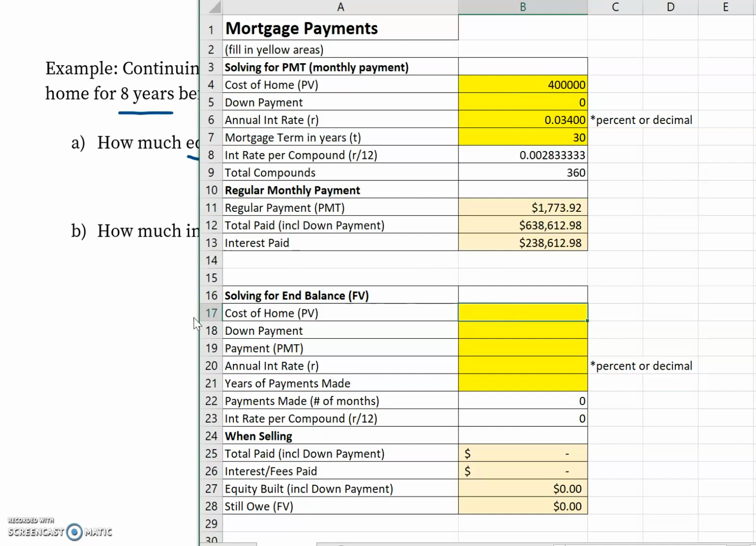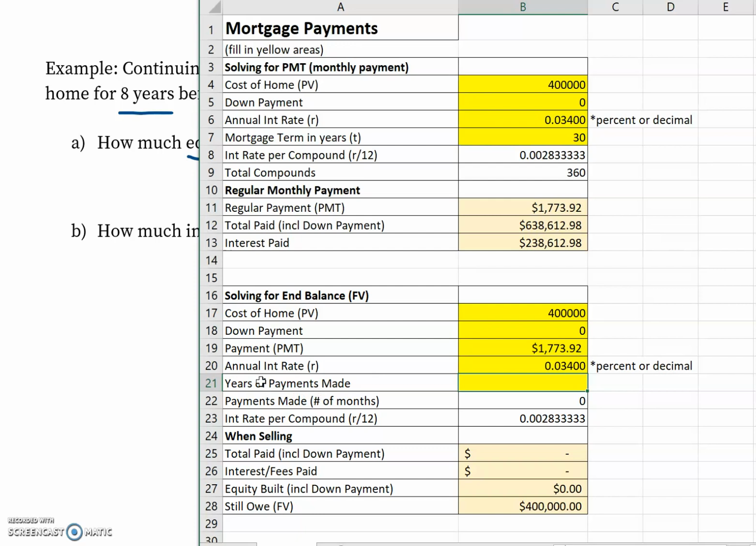Okay, so let's look at our second part of the template here. So we know that this home was $400,000. We know we did not make a down payment, or if we did, it's already folded in here. The payment that we've been making, let's just steal that from up here, right? It's $1,773.92. Okay, our interest rate was 3.4%. Again, don't forget the percent symbol. I just want to show you something.